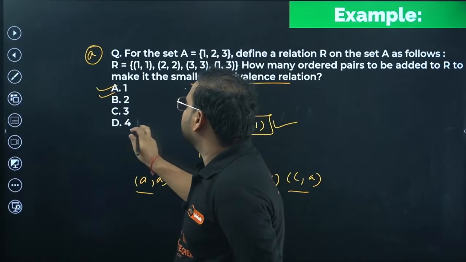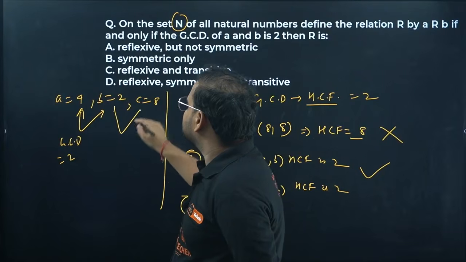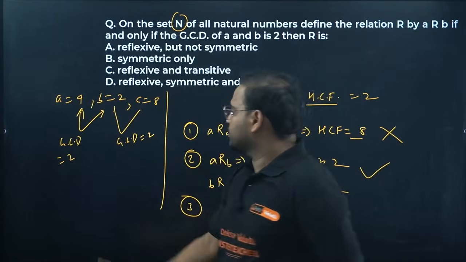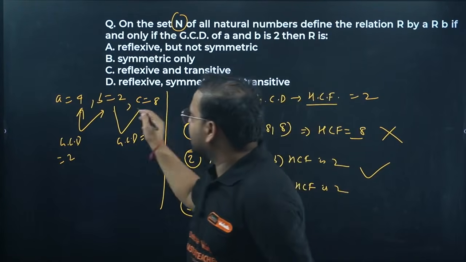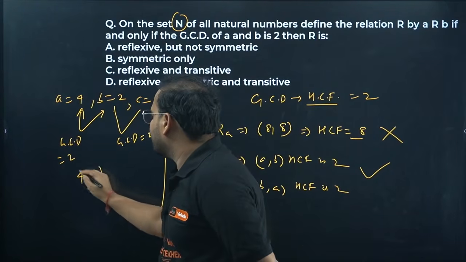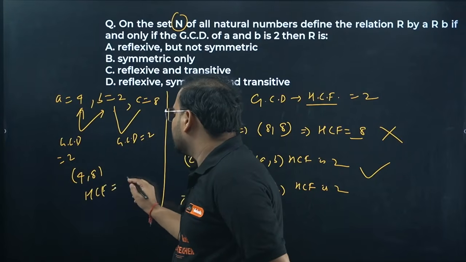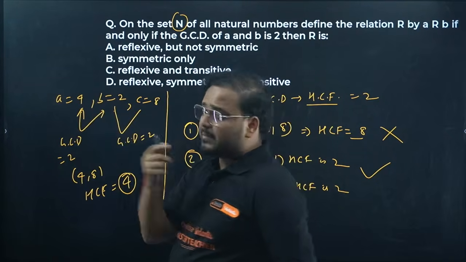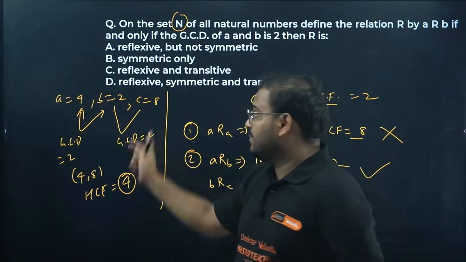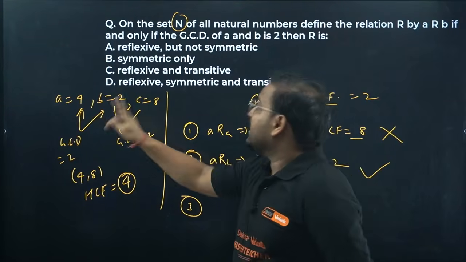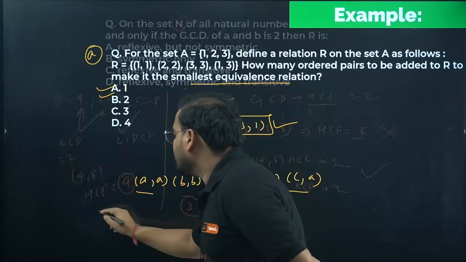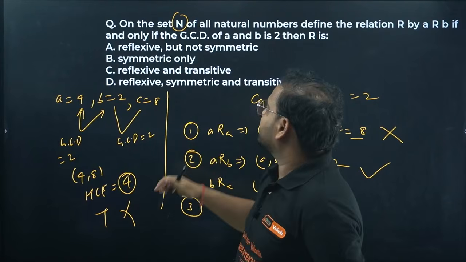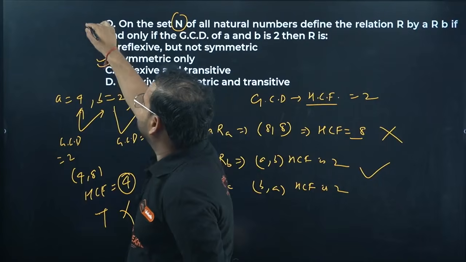What about these B and C? GCD is going to be again 2. HCF of 4 and 2 is 2, HCF of 2 and 8 is 2. Now what about HCF of 4 and 8? So it makes an ordered pair (4, 8), right? And HCF of 4 and 8 is going to be 4. So in ARB, the HCF is 2. In BRC, the HCF is 2. But in ARC, HCF is 4. It is then not transitive. So we have only symmetric, which is option B.